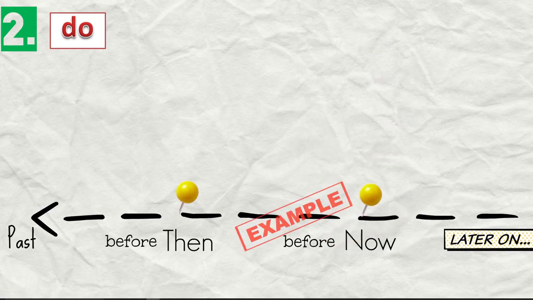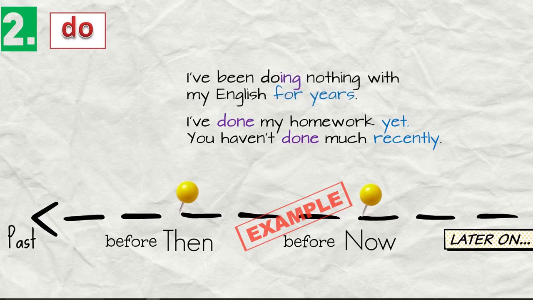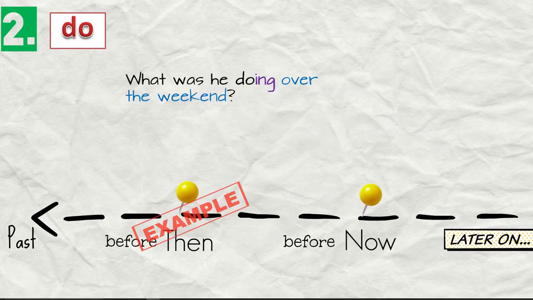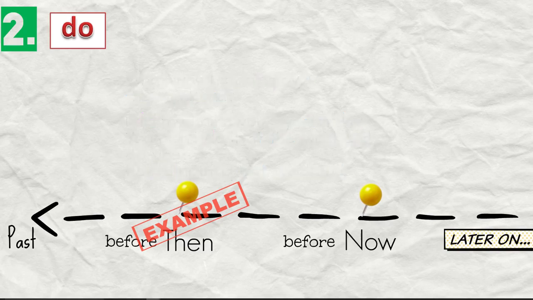Now we have examples. I've done my homework yet. You haven't done much recently. I've been doing nothing with my English for years. What was he doing over the weekend? I did my homework yesterday. You didn't do it at the weekend, did you? He did nothing last weekend.